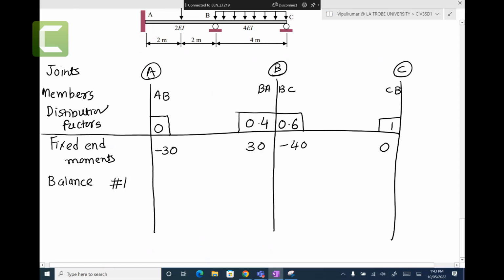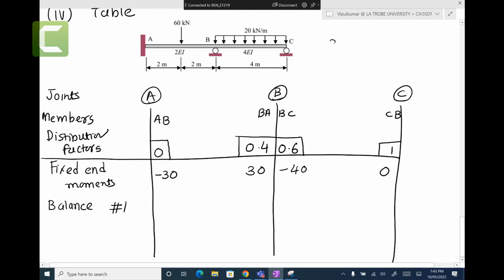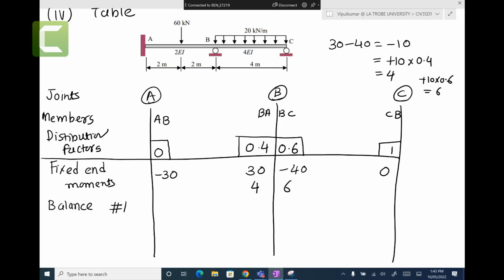Okay, so I can write here. How does it come in mathematically? So 30 take away 40 gives me minus 10. Then you change it to positive 10 to make it 0. And times by distribution factor 0.4, it gives me 4. And here again positive 10 times 0.6 gives me 6. Now if you sum all four, 30 minus 40 plus 4 plus 6, you will get 0. Right? So that is called balance.